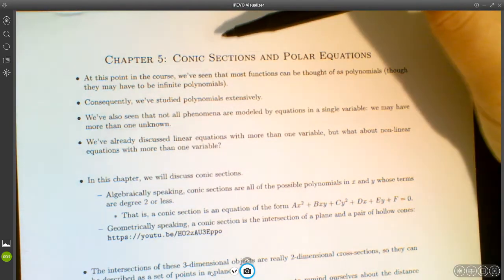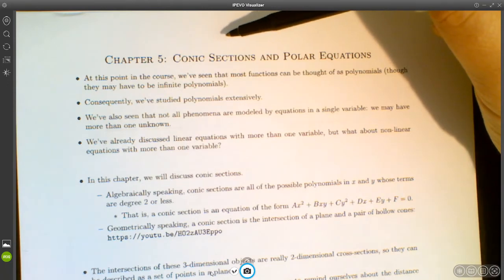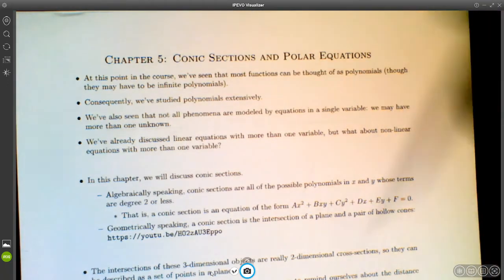So conic sections are examples of relations that are not functions. So it helps to round out our understanding of relations in general. So that's one reason to look at conic sections now.